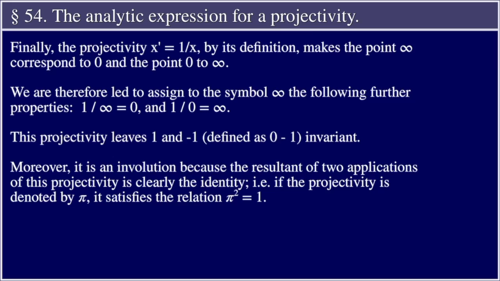We are therefore led to assign to the symbol infinity the following further properties. 1 divided by infinity is equal to 0, and 1 divided by 0 is equal to infinity. This projectivity leaves 1 and negative 1, defined as 0 minus 1, invariant. Moreover, it is an involution, because the resultant of two applications of this projectivity is clearly the identity, i.e., if the projectivity is denoted by pi, it satisfies the equation pi squared equals 1.